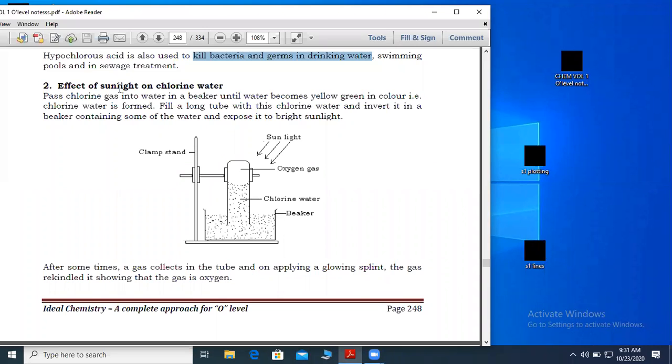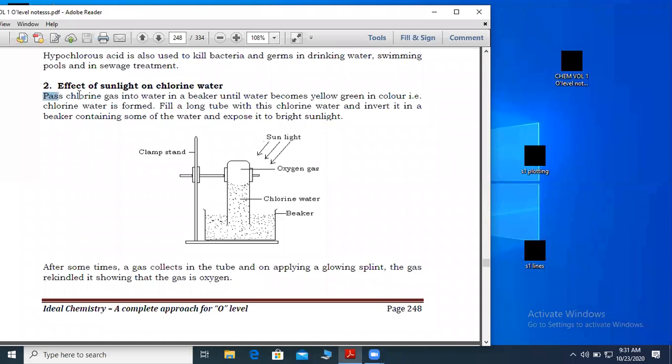Now, this is also very, very important. How do we do that? You just insert a gas jar. This is a gas jar containing chlorine. You insert it in a beaker of water and then you expose it to sunlight. Whenever chlorine reacts with water, there are two products: hydrochloric acid and hypochlorous acid. Then when the hypochlorous acid is exposed to sunlight, it will give up oxygen. So here you observe bubbles of a colorless gas, which is oxygen.